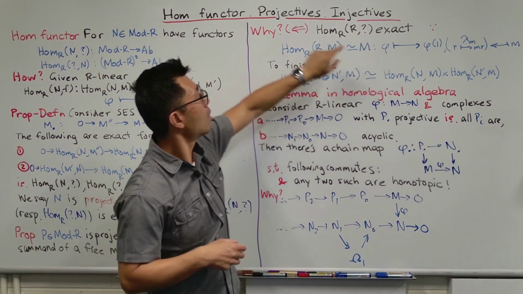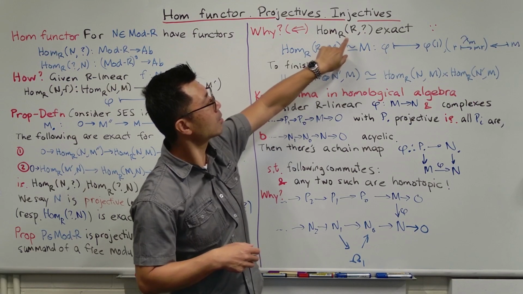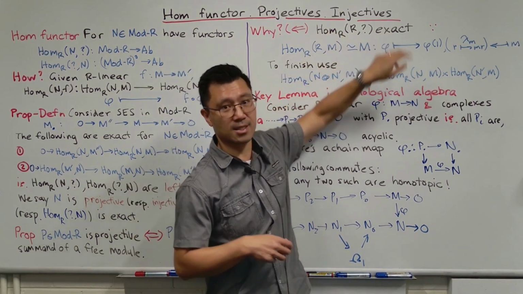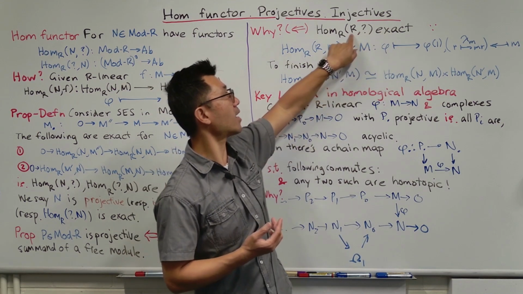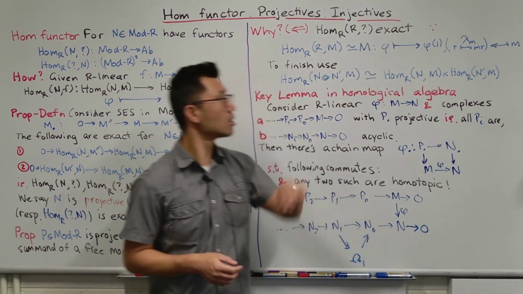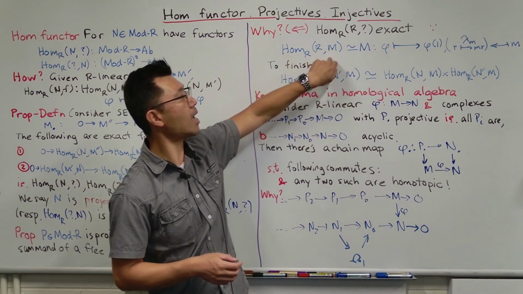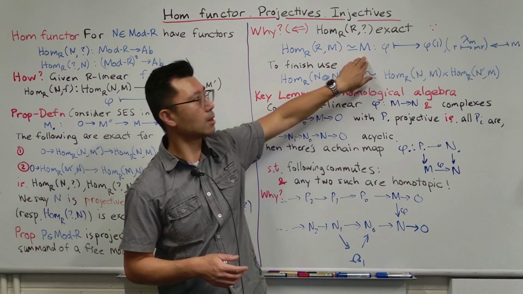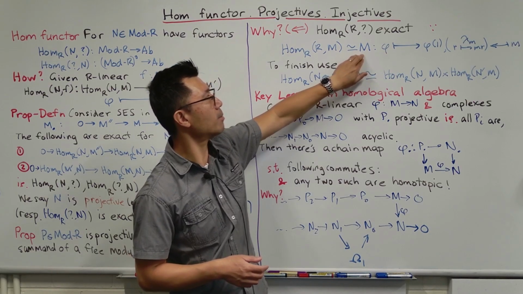So we're looking at the covariant hom functor, Hom_R(R, -), and I claim that it's exact. That's the equivalent of saying that R is projective. And why is that true? Well, let's see what it does. What is Hom_R(R, M)? I claim that it's just isomorphic to M. It's naturally isomorphic to M, in fact.